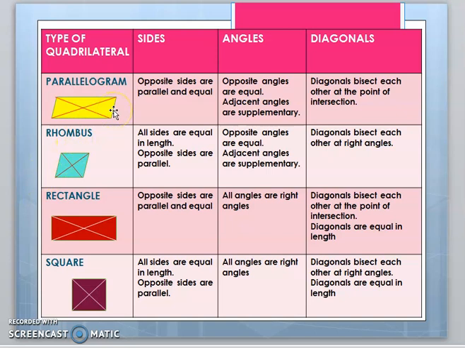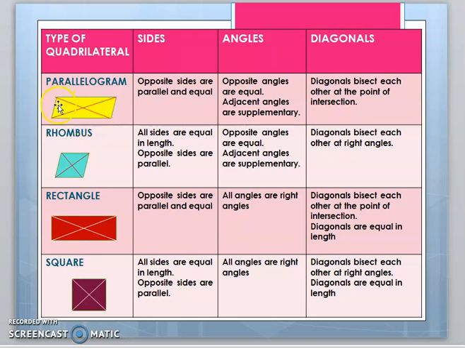Now next we come to parallelogram. Opposite sides of a parallelogram, they are parallel as well as equal. If we talk about the angles, the opposite angles are equal. That means this is one angle, the opposite angle to this is this. They are equal, and adjacent angles are supplementary.